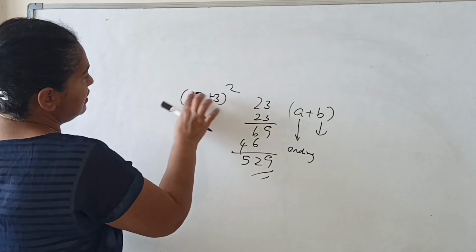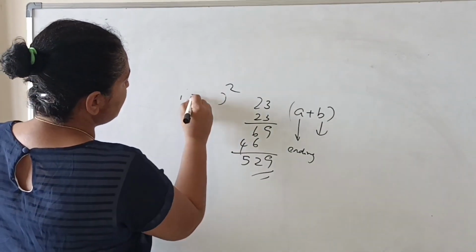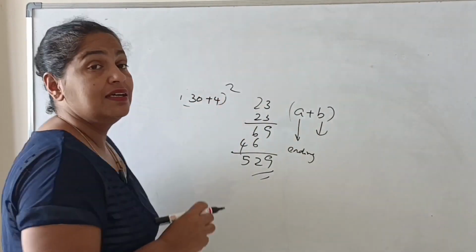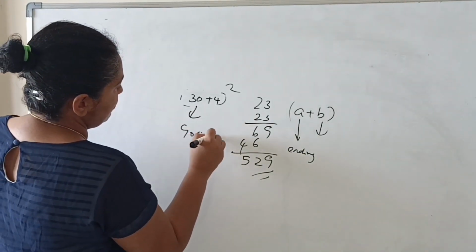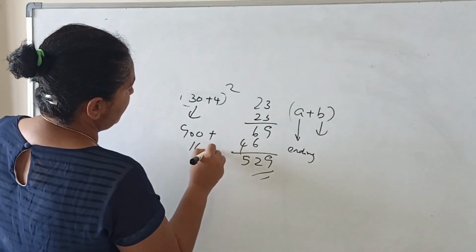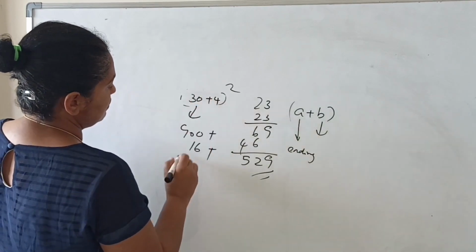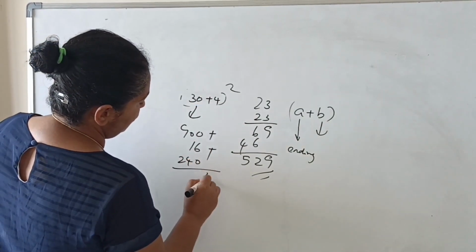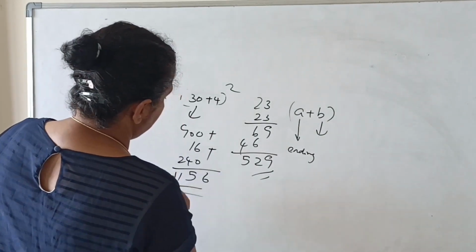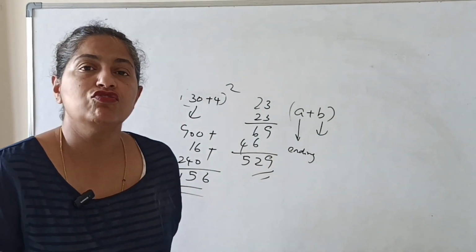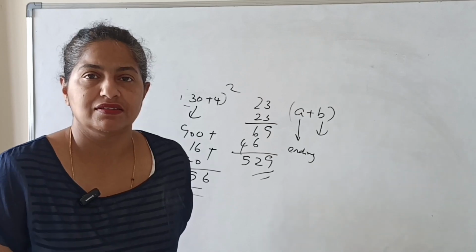So, let us do it for 34. It is (30 plus 4) the whole square. You can apply a square plus b square plus 2ab. For this, 2ab is 240. So you will get, oh, my bad. Yeah, correct. So it is 1156.